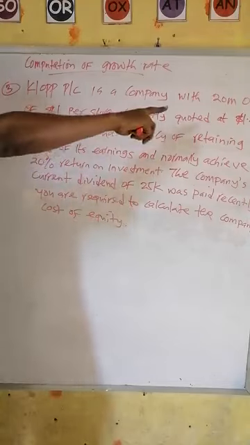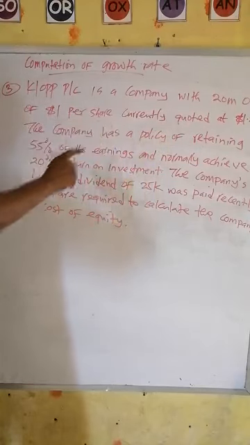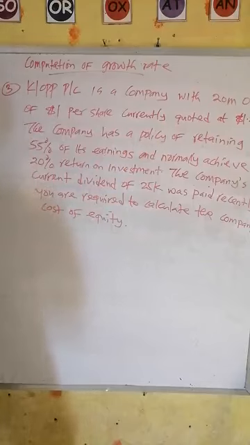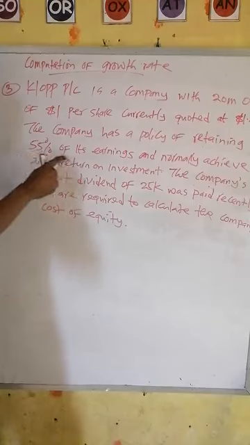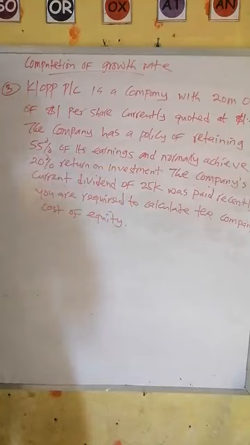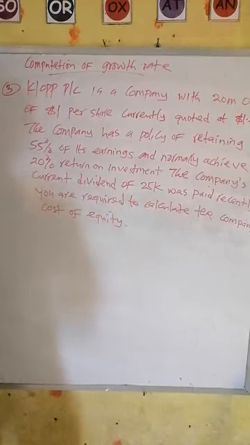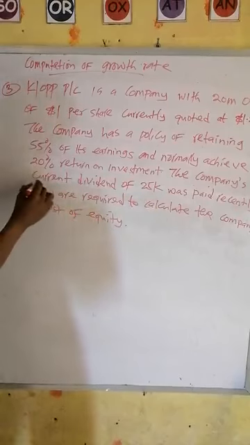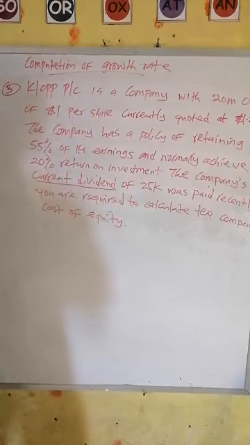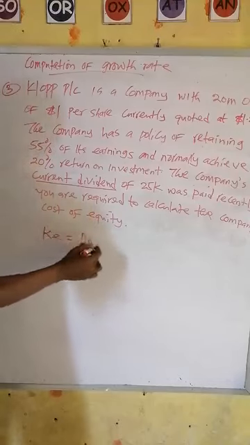Pro PLC is a company with 20 million ordinary shares of $1 per share, currently quoted at $1.20. The company has a policy of retaining 55% of its earnings and normally achieves 20% return on investment. The company's current dividend of 20 kobo was paid recently. Now, these are the things to watch out for. Current dividend. It means we are going to use the formula with D0 because it's current dividend. So Ke is equal to D0.